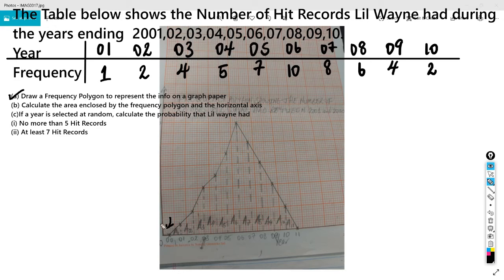This picture wasn't really taken the best. It should actually have on the left hand side here, right where you see here, it should have 1, it should have 2, 3, 4, 5, 6, 7, 8, 9, 10, right? Okay, so we'll actually start from the midpoint of 2000 because that's how we do frequency polygons.